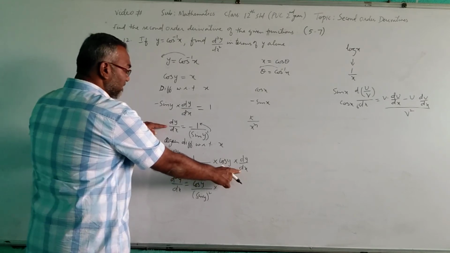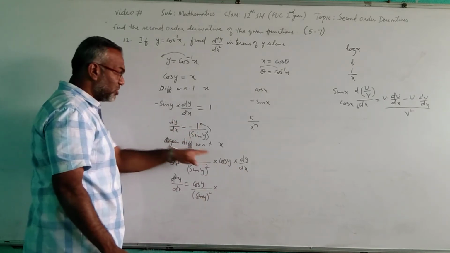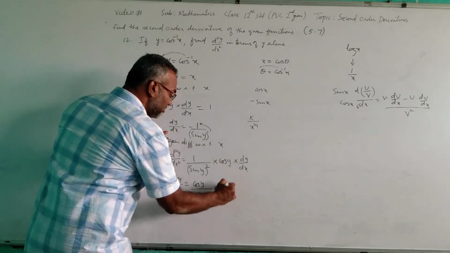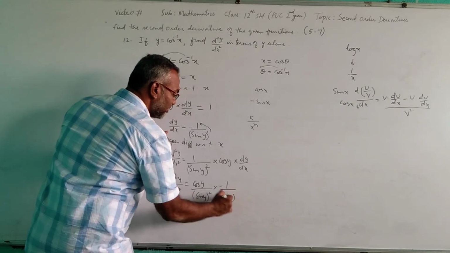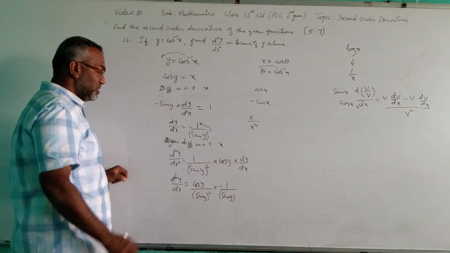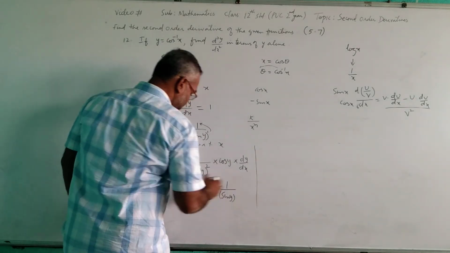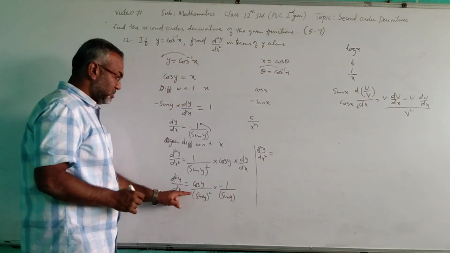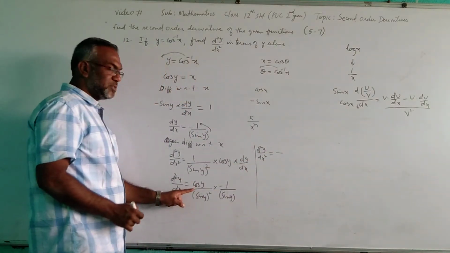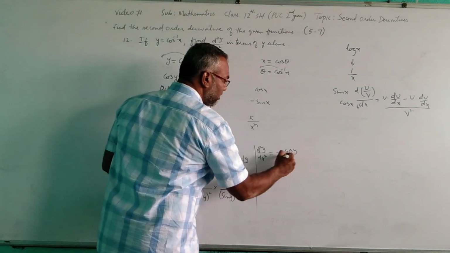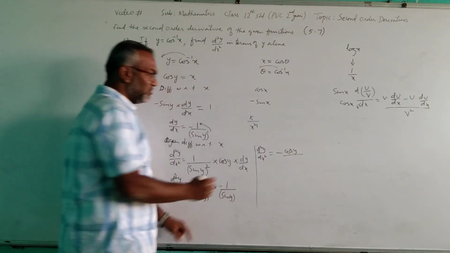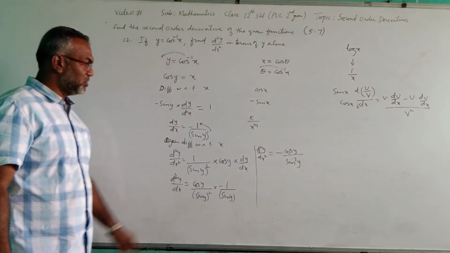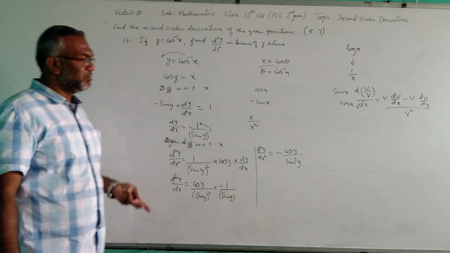What is dy by dx? dy by dx is minus 1 by sin y. So can we replace dy by dx by minus 1 by sin y? Yes, from here, dy by dx is minus 1 by sin y. Right? Okay. Then this becomes d square y by dx square is equal to minus cos y into 1 is cos y divided by sin y square into sin y cube, or sin y whole cube. This is the answer.